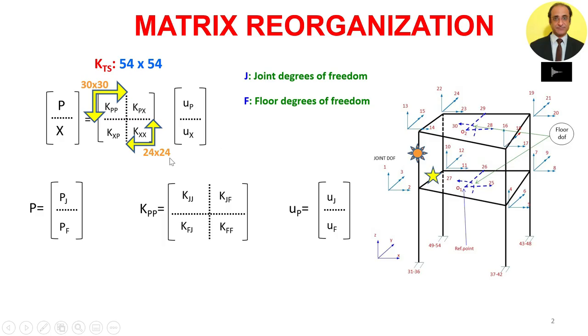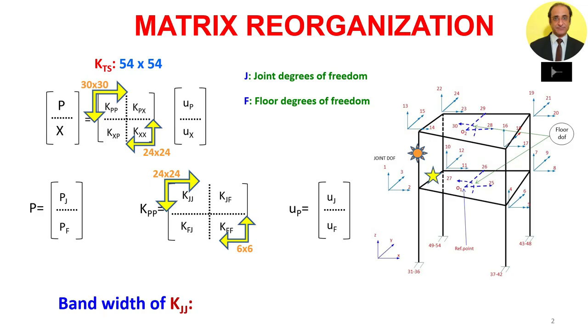So KPP we have written in this particular form, and the sizes are like this. KJJ is 24 by 24 and KFF is 6 by 6. So accordingly, KJF will be 24 by 6 and KFJ will be 6 by 24. So now let's work out the bandwidth of KJJ. Rather than KPP, let's work out how much is the bandwidth of this particular matrix KJJ.